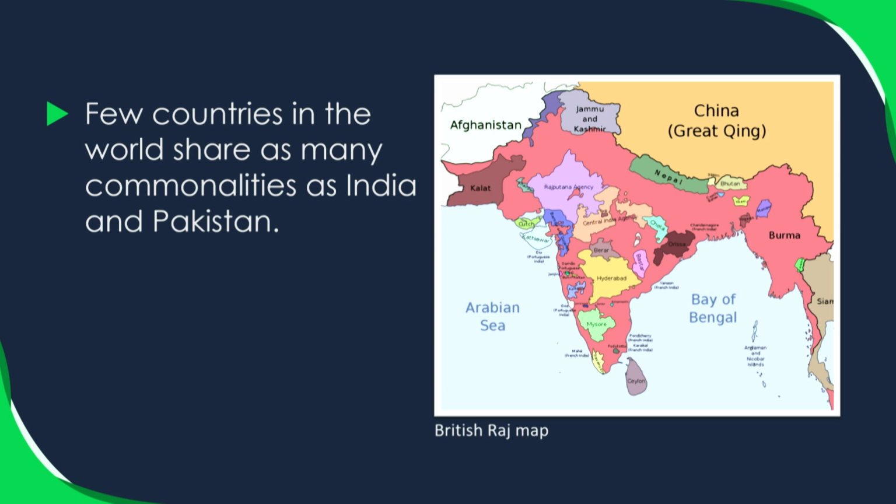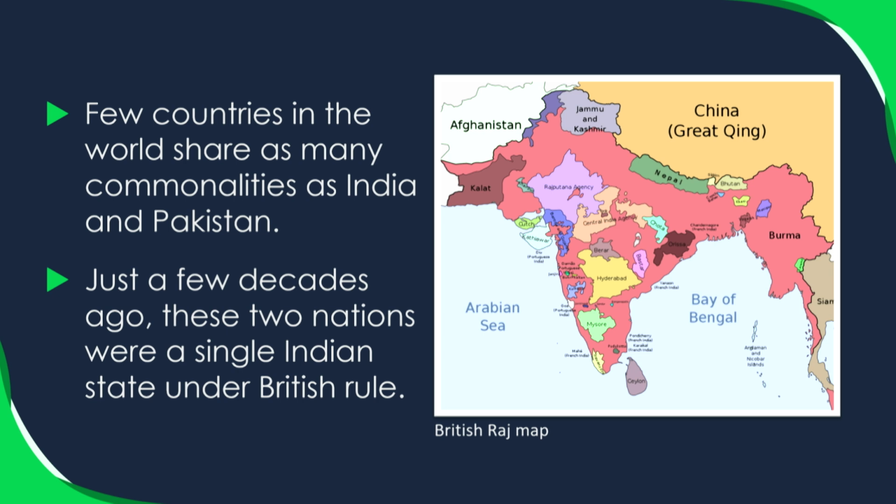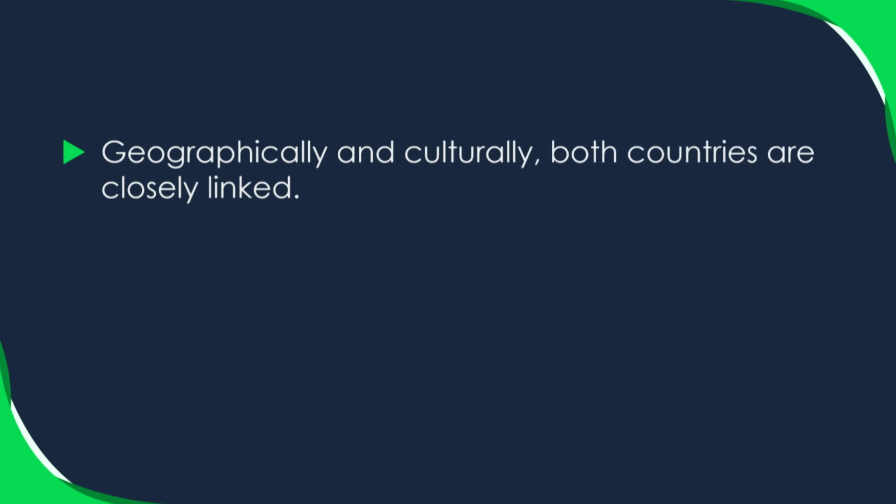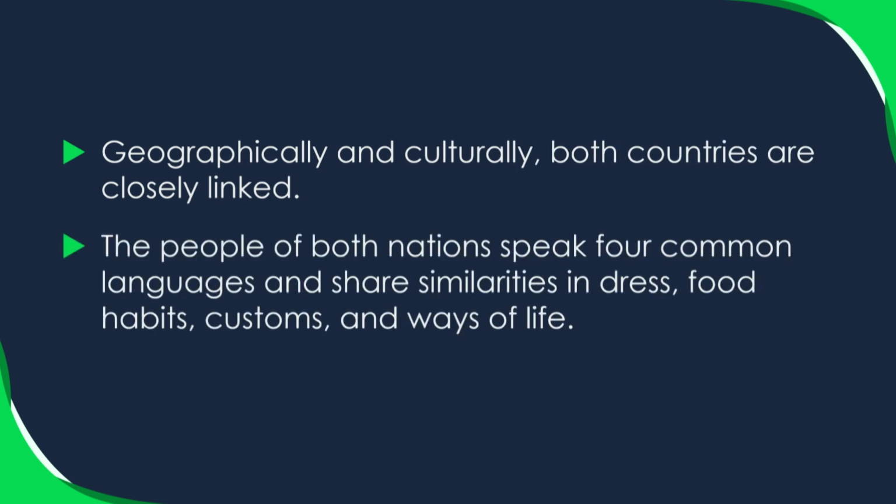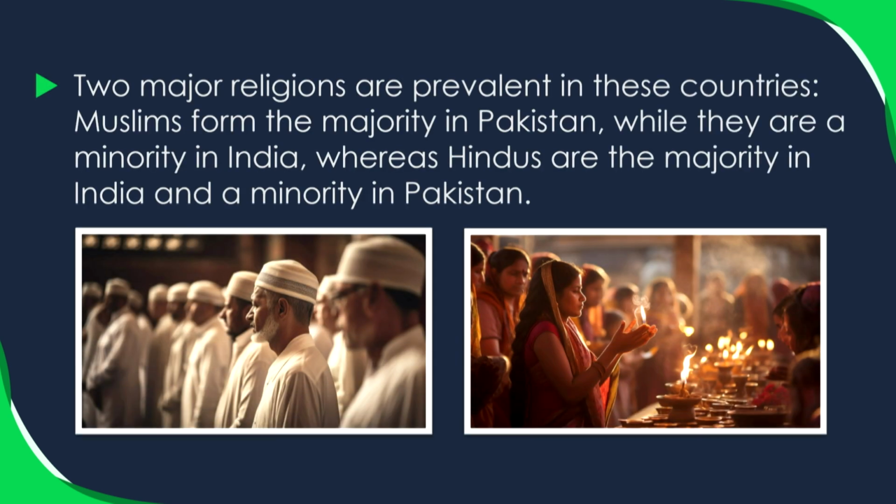Few countries in the world share as many commonalities as India and Pakistan. Just a few decades ago, these two nations were a single Indian state under British rule. Geographically and culturally, both countries are closely linked. The people of both nations speak common languages and share similarities in dress, food habits, customs and ways of life. Two major religions are prevalent in these countries. Muslims form the majority in Pakistan, while they are a minority in India, whereas Hindus are the majority in India and a minority in Pakistan.